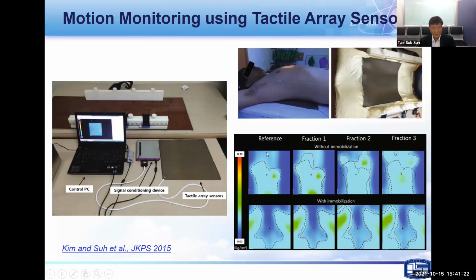So the computer can evaluate and provide an error map using a tactile array sensor. This is very useful to consider patient alignment error even under the immobilization tool.